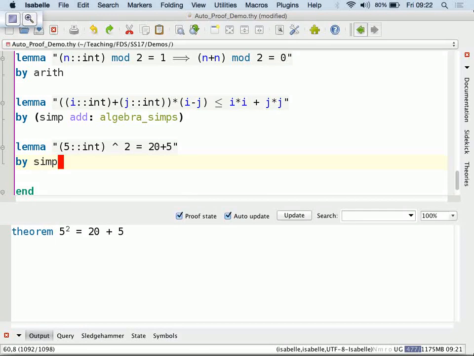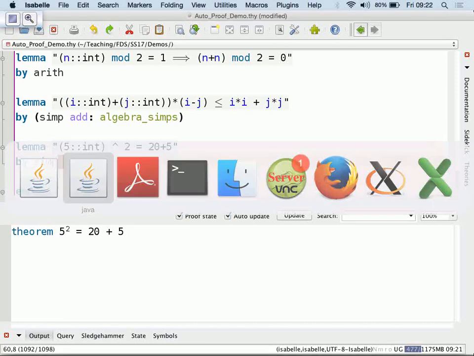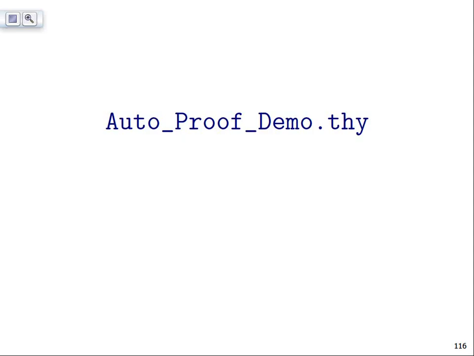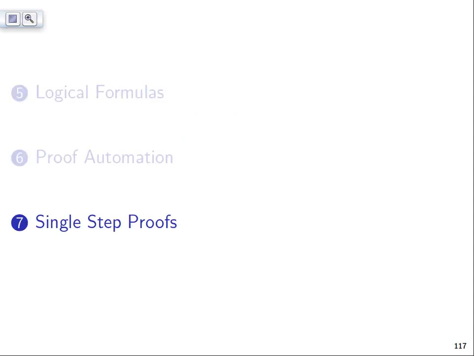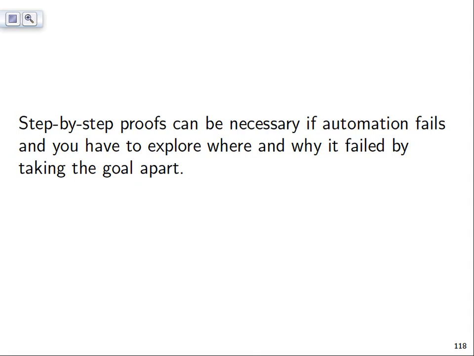Then I would like to start on the single-step proofs. So yes, automation is great, but if automation fails, in particular, if even simp or auto don't leave you anything unproved that's helpful, but you're just stuck, then you basically have to try and dig into your formula by hand and decompose it into smaller subproblems. And this is where the single-step proofs are helpful.